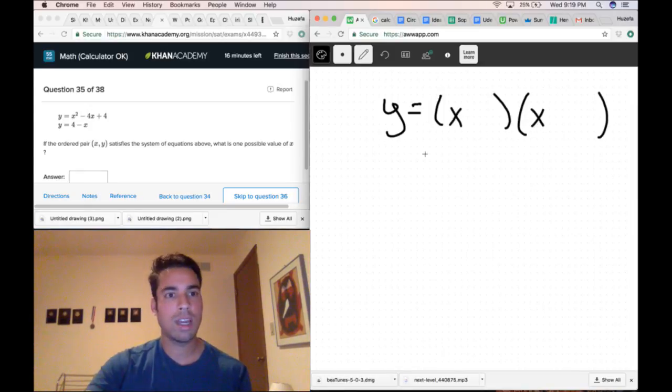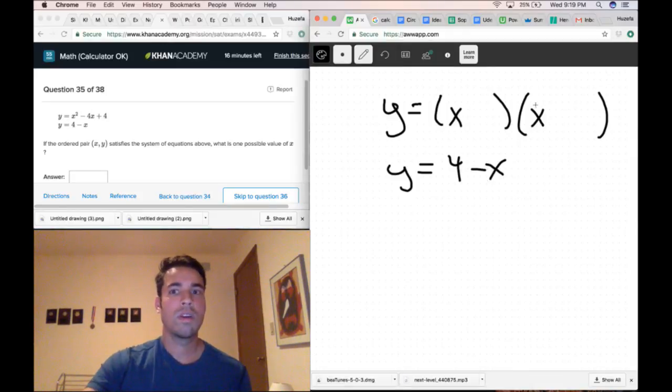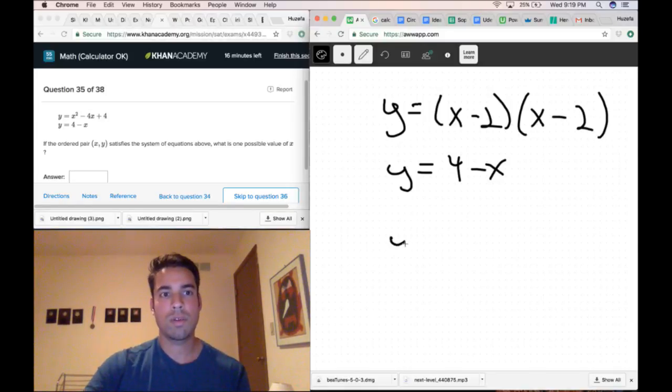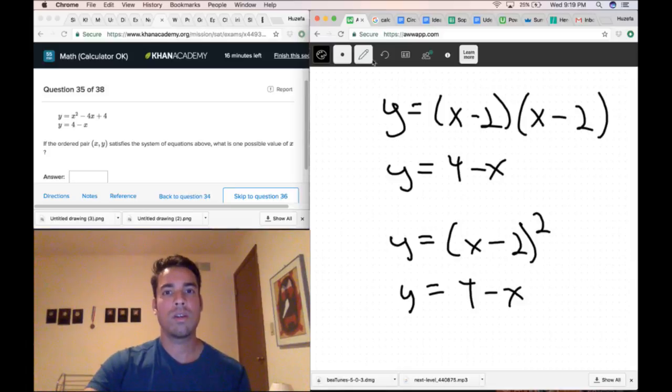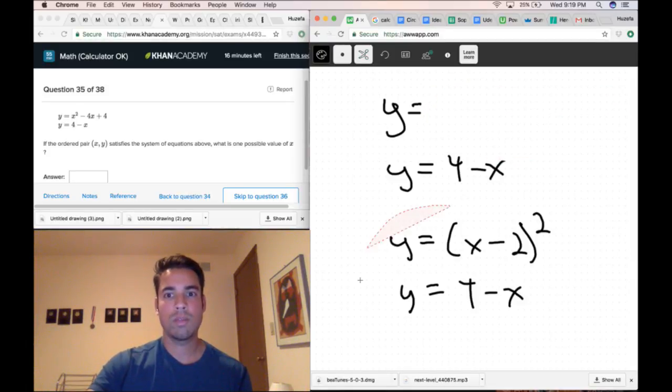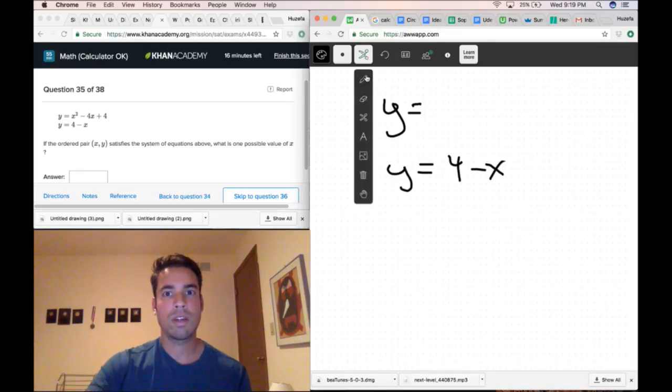I don't even know exactly where it's going to take me, but I can see that it's probably factorable, and that's going to give me a start. So this factors to x minus 2 squared, and y also equals 4 minus x. And now we'll set them equal to each other. Maybe we didn't need to factor, but you know what? I'm gonna reset on this. I think factoring actually caused more trouble than we needed. Let's just leave it for now.